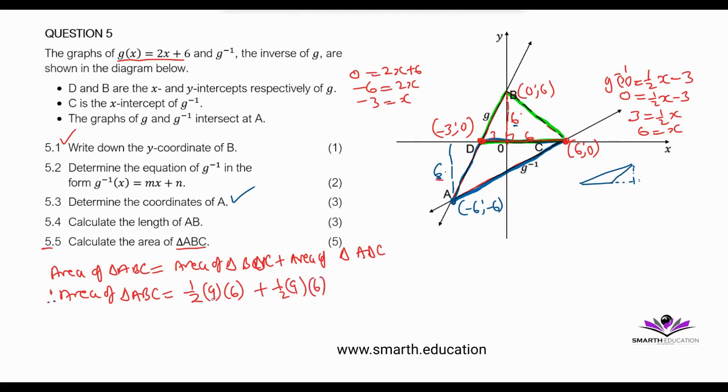Right. Half times 6 is 3. 3 times 9 is 27. So it's 27 plus 27, meaning that the area is 54 units squared. That's the area there. That's the first method. Let's go to the second method.